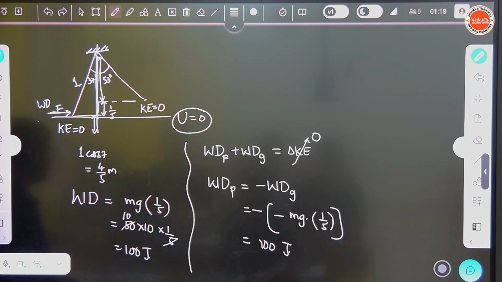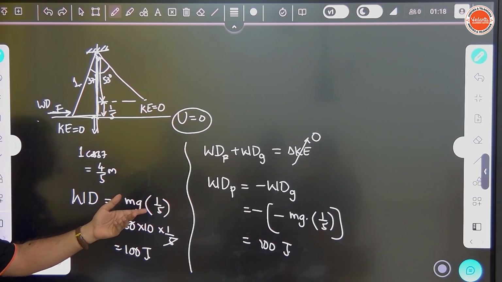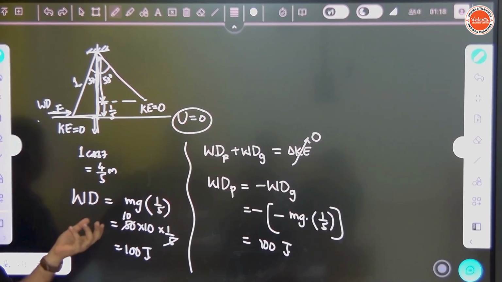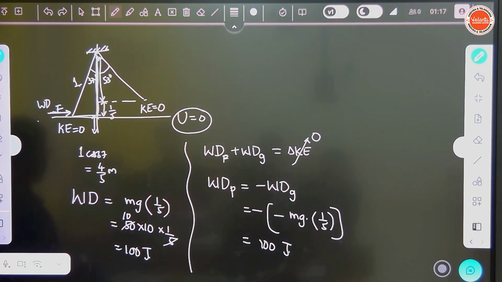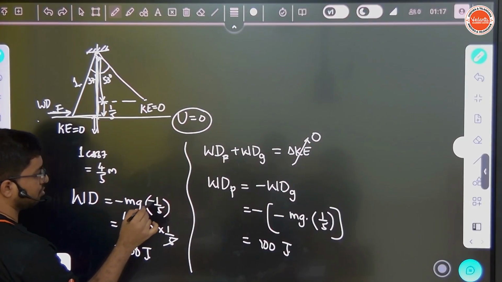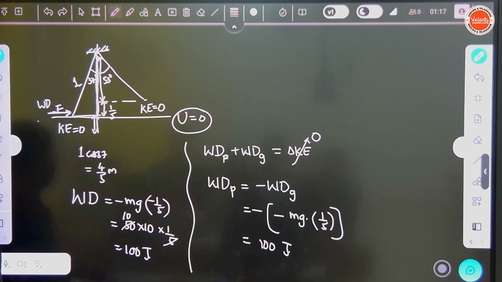Understood, no? Right? So instead of looking at this as the work done by gravity, I showed this as a potential energy, right? Usually your gravitational potential energy is negative, right? So over here also I should have written minus, and again you'll get plus only. Understood the point? Clear? Right.